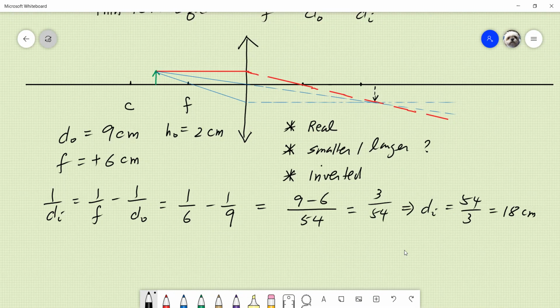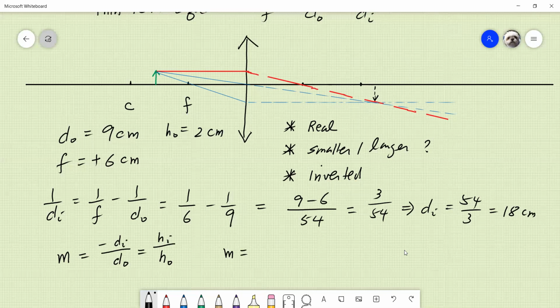I want to verify the size. So remember that the magnification is equal to minus DI over DO, which is also equal to the image height divided by the object height. If it is bigger than 1, it means the image is larger than the object. If it is smaller than 1, the image is smaller than the object. Are you with me?